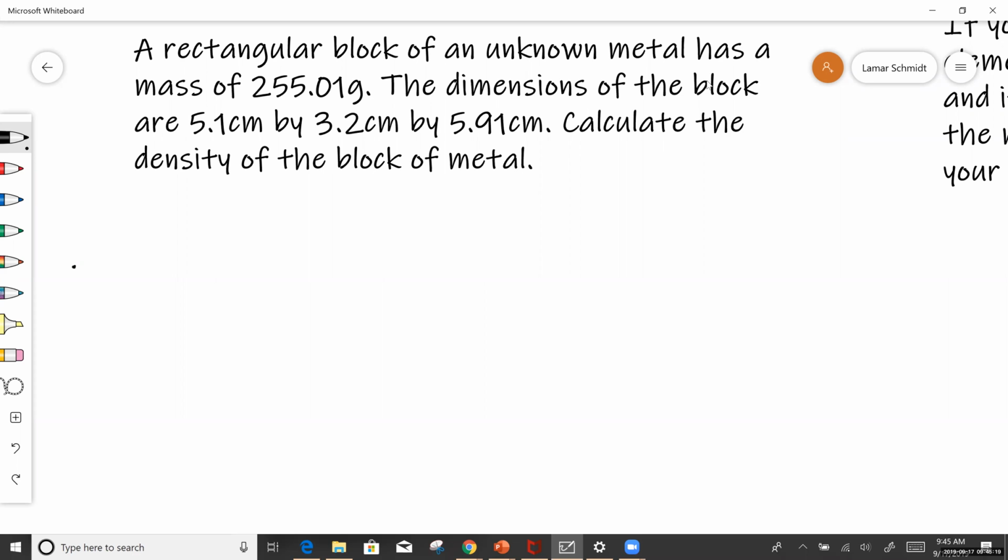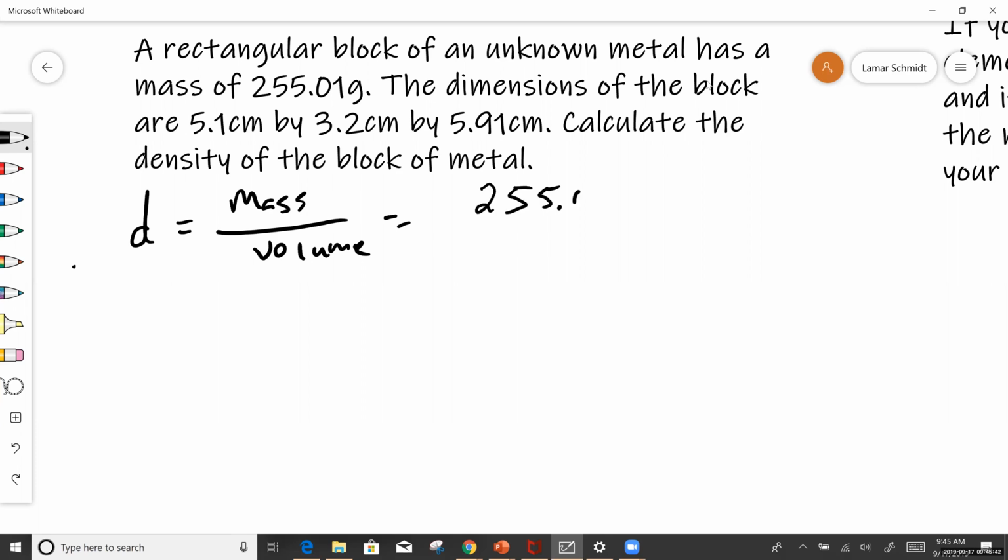So what do we need to know to calculate the density of this block of metal? Yeah, we need to know mass over volume, because density is a relationship. It has a mass to volume relationship, right? So that's what we're looking at. So do we know the mass? Yeah, what's the mass? 255.01 grams. Do we know the volume?